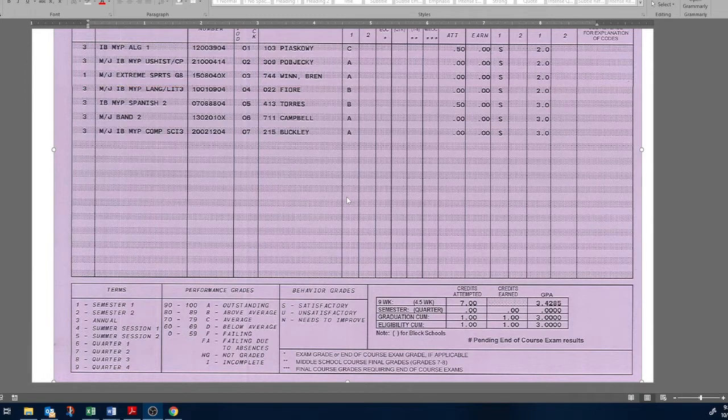Down here, you can see the accumulated credits and the accumulated GPA. So this student had taken a high school level class in the previous year. So an 8th grader who took a 7th grade high school level class has 1 credit that they brought over with them, and they must have earned a B in that class because now they have a 3.0. This is a cumulative GPA, and this will follow them through high school. All right, everybody, so that is a report card.